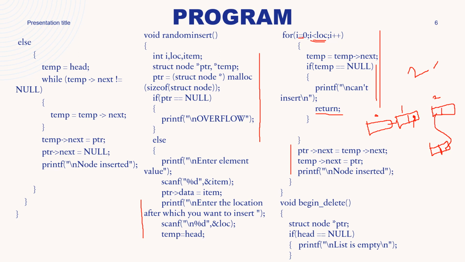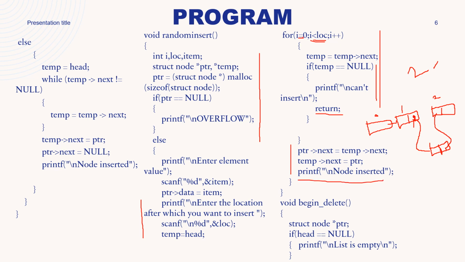Okay, and after that we need to configure this one with this new node. Because of that, we need to update the next pointer of the first one, that is temp of next is equal to pointer, which means we connect the link like this. Okay, and after that we print that the node is inserted successfully.